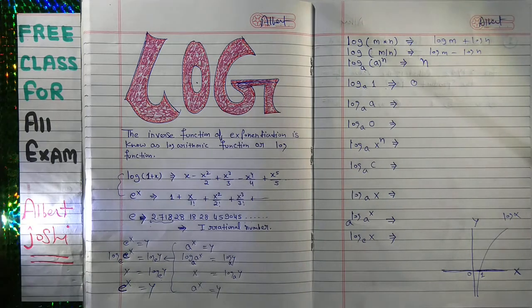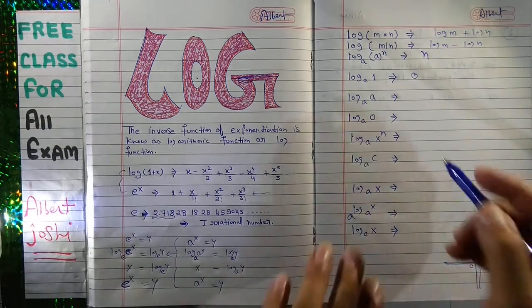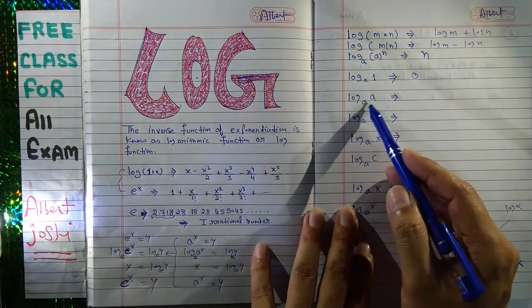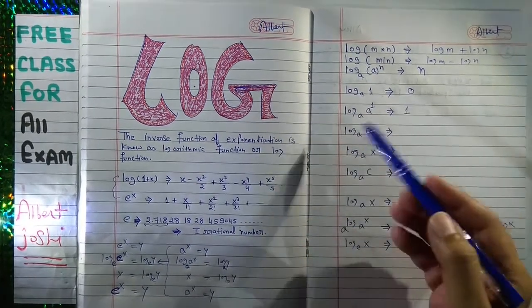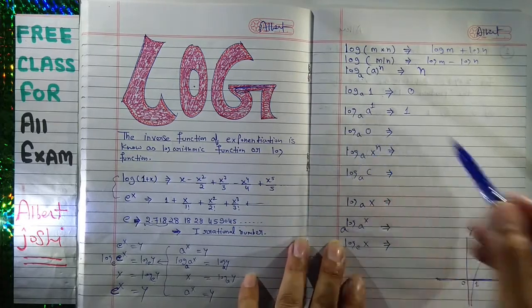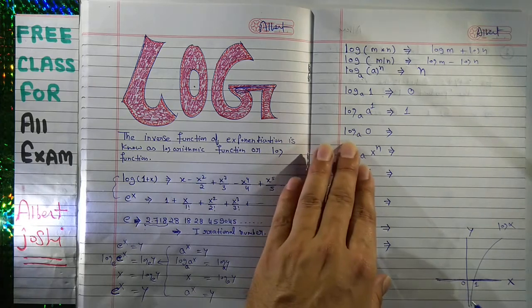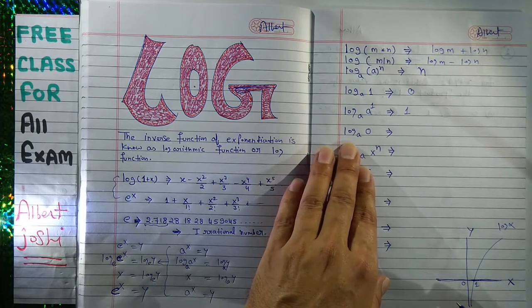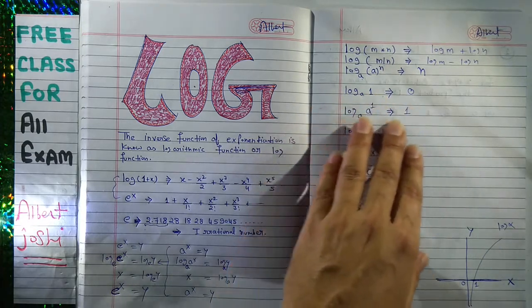Sorry for the disturbance. So now log A base A. There is no power, so that will be 1. Log A base A to the power 1 is equal to 1. Log A of 0 is infinite. So log A of 1 is equal to 0, and log A base A is equal to 1.